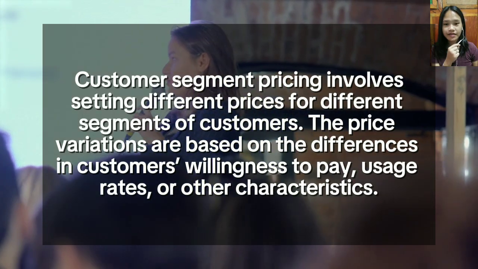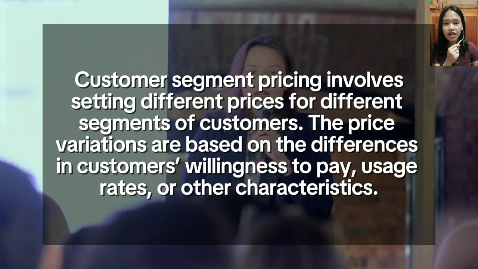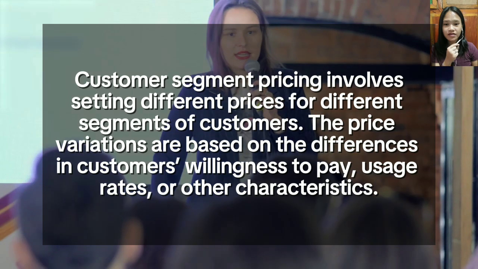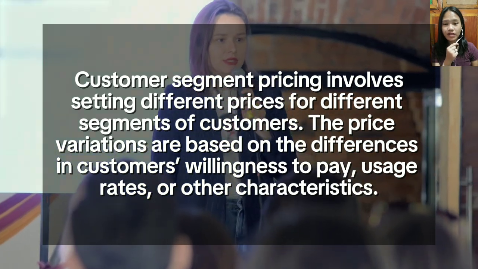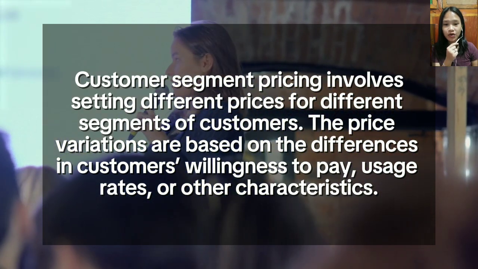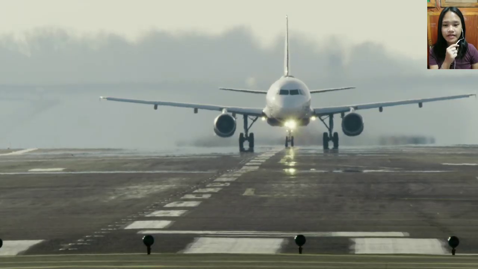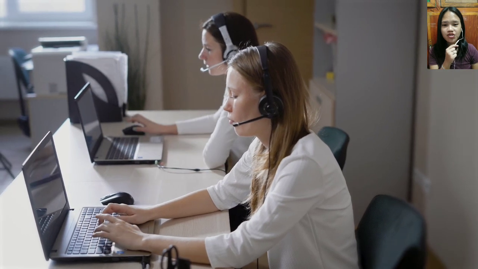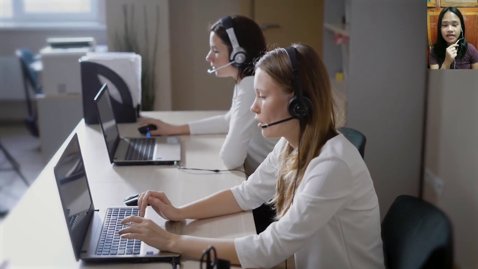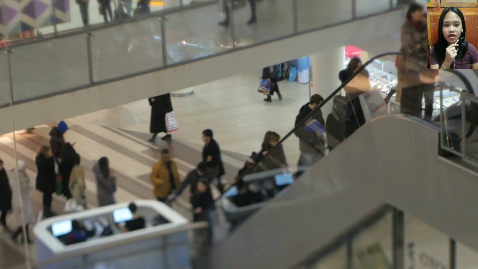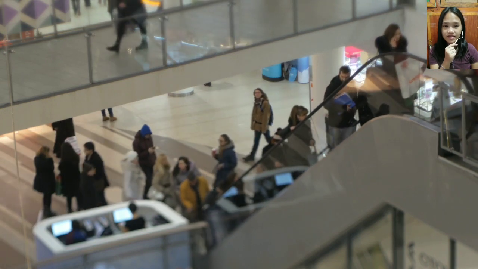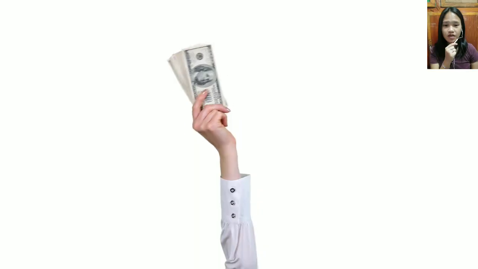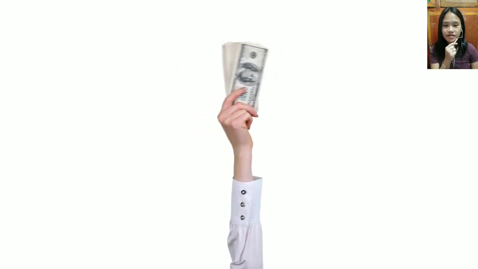Customer segment pricing involves setting different prices for different segments of customers. The price variations are based on the differences in customers' willingness to pay, usage rates, or other characteristics. Example: airlines often use customer segment pricing. Business travelers who book last-minute flights typically pay more than leisure travelers who book months in advance. Similarly, students and senior citizens may receive discounts on tickets due to their different price sensitivities.